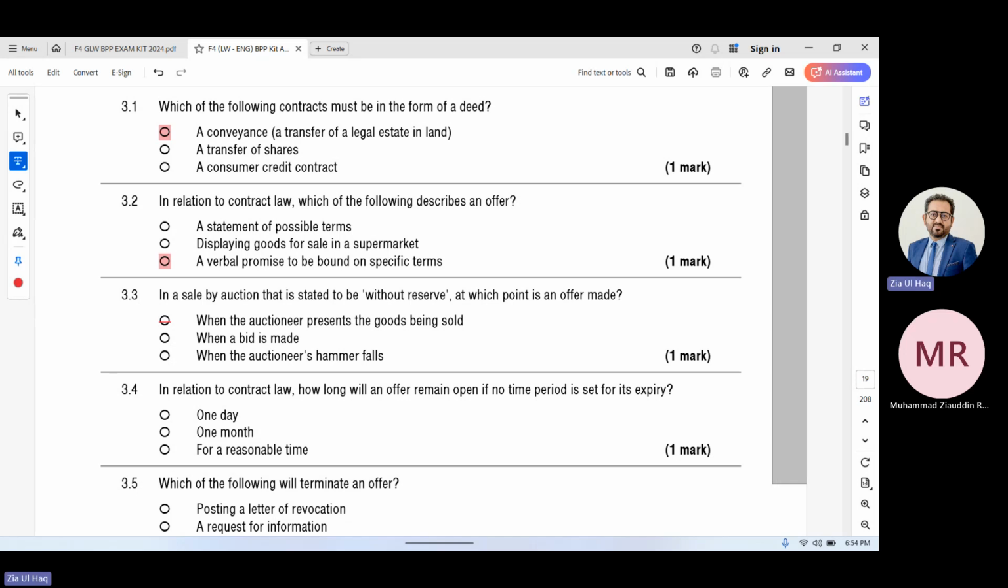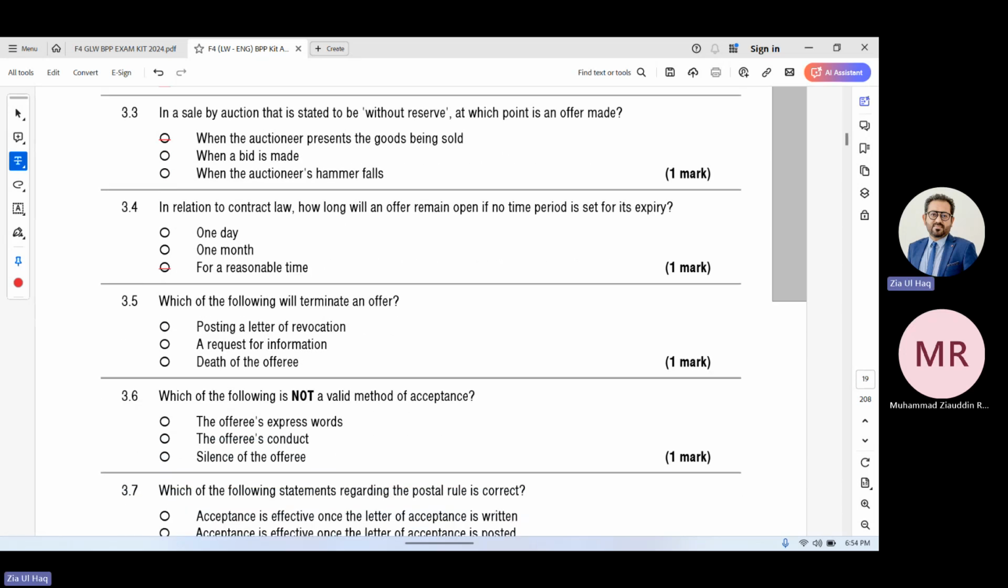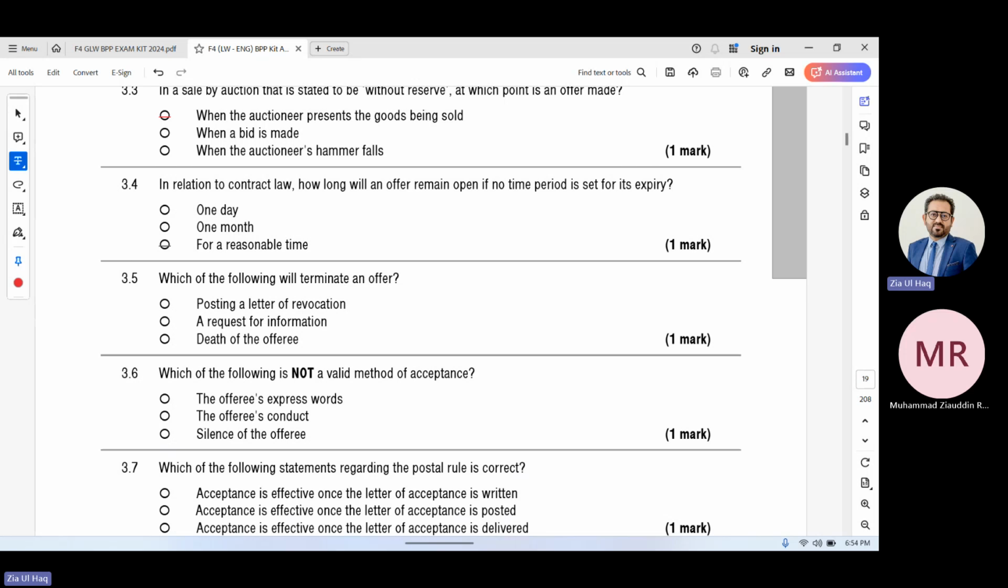Point 4, in relation to contract law, how long will an offer remain open if no period is set for its expiry? One day, one month, or a reasonable time? There is no specific time mentioned, so it is a reasonable time. You cannot accept the offer after 3 years and say it was still open because no time was mentioned. No, a reasonable time.